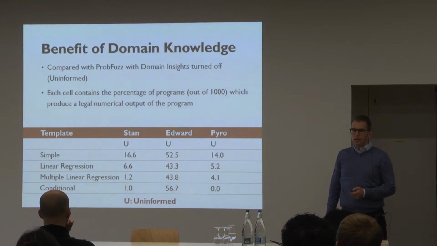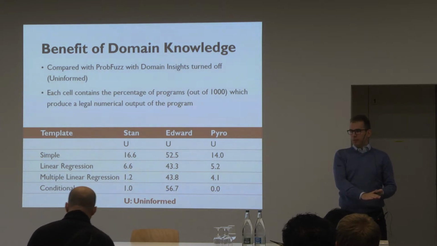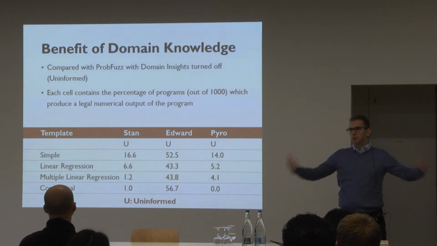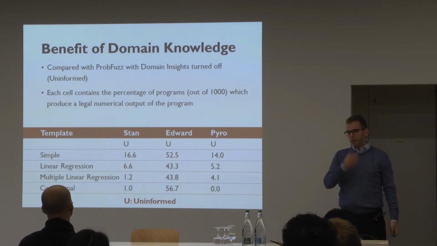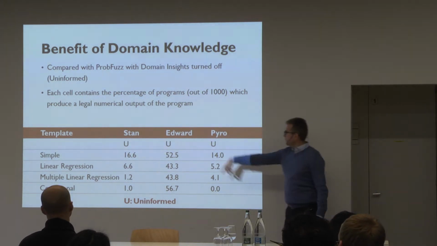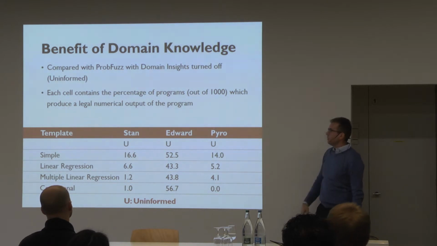The second question you may be wondering is, how much does probabilistic knowledge help you? So for that, we compared PropFuzz, which has the probabilistic domain information in when it generates programs, with one that would just generate programs from the grammar. Each cell here contains the percentage of programs out of 1,000 that produce a legal numerical output from the program.